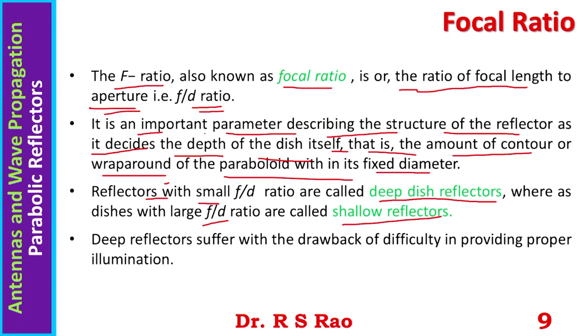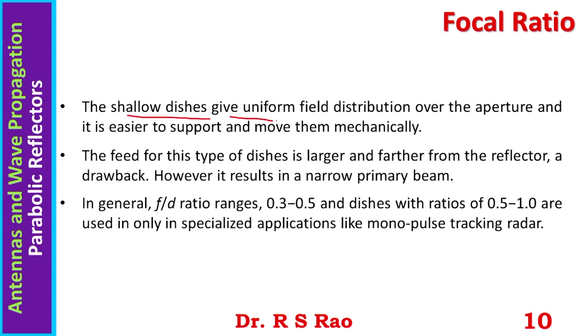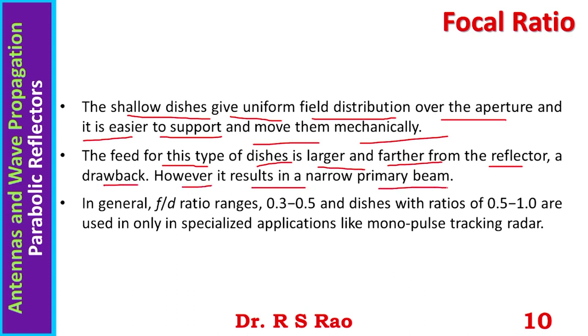Notice this small d is the same as capital D, referred to as the aperture diameter in the previous slide. Deep reflectors suffer the drawback of difficulty in providing proper illumination. Shallow dishes give uniform field distribution over the aperture and it is easier to support and move them mechanically. The feed for this type of dish is larger and farther from the reflector, a drawback. However, it results in a narrow primary beam. In general, the F to D ratio range is 0.3 to 0.5, and dishes with ratios 0.5 to 1 are used only in specialized applications like monopulse tracking radars.